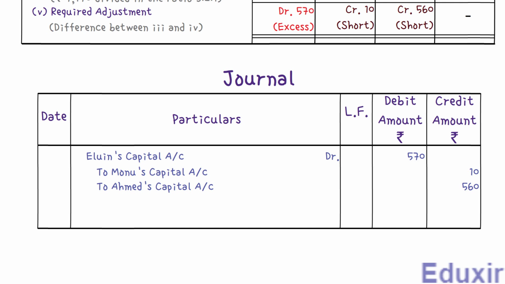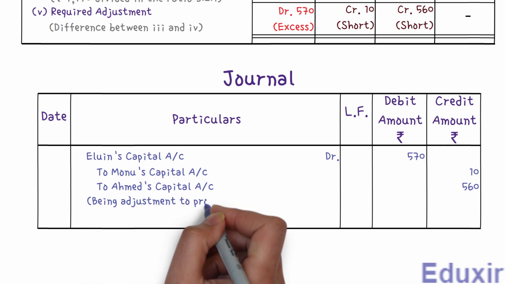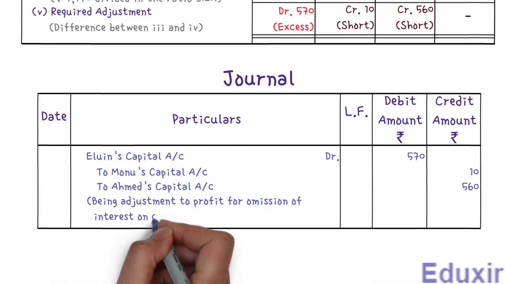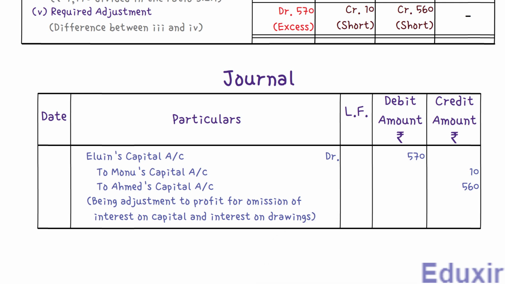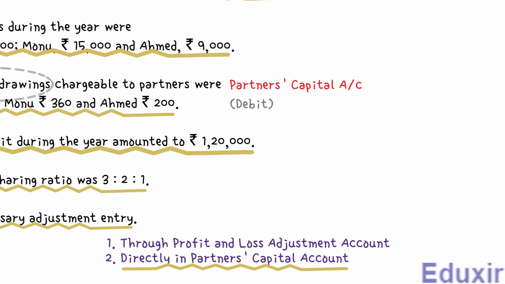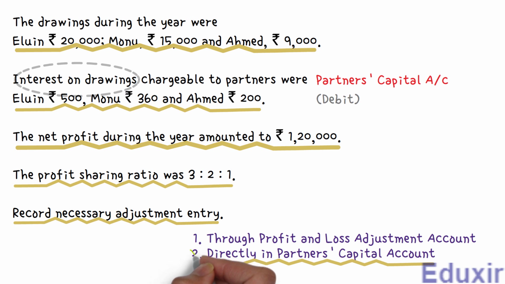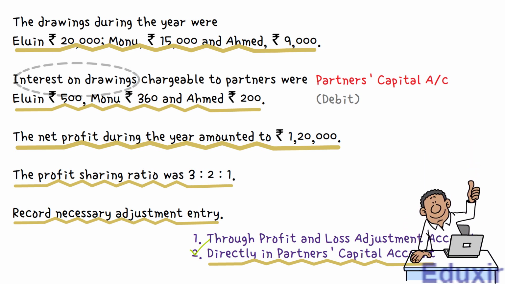Let's then write the description or narration of this transaction as being adjustment to the profit for omission of interest on capital and interest on drawings. If you notice here, we recorded all the entries in partner's capital account. No other account is touched. So with that, we have completed the recording of the adjustment entry with the second method to record the adjustments directly in the partner's capital account. And with that, we have come to the end of the solution to this problem.